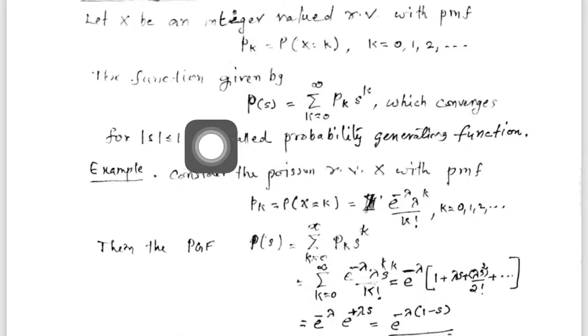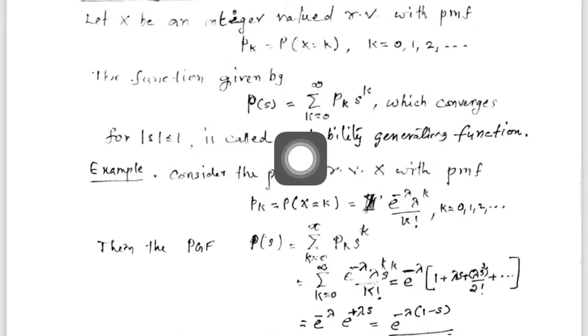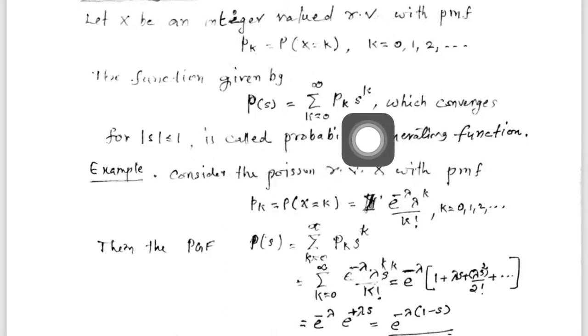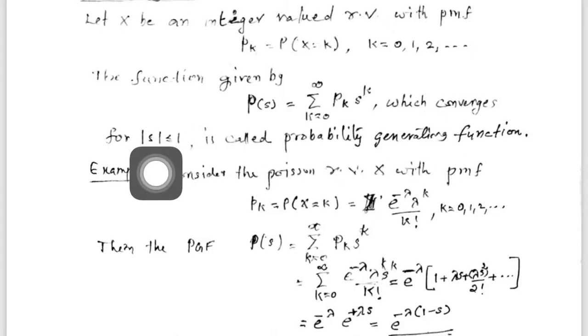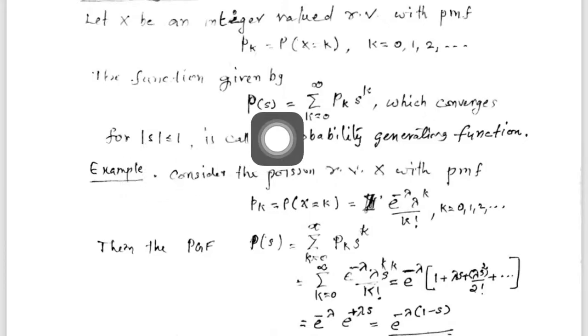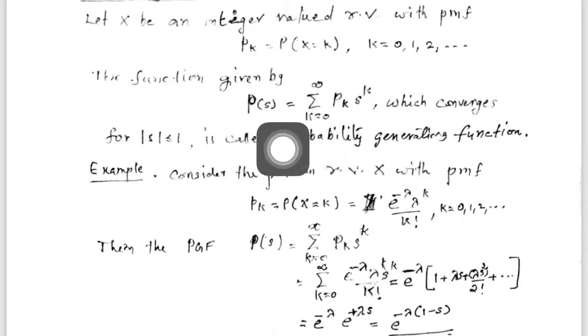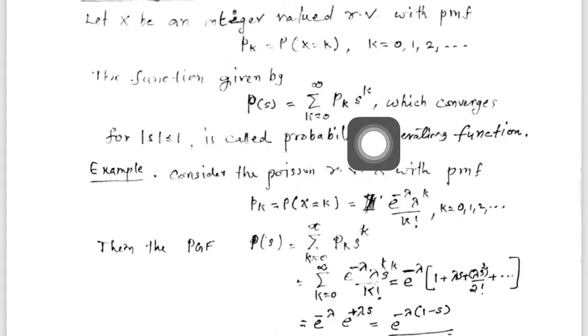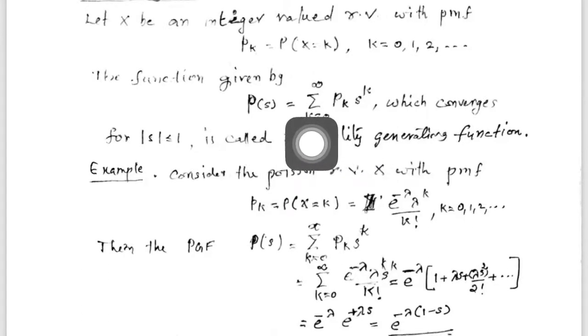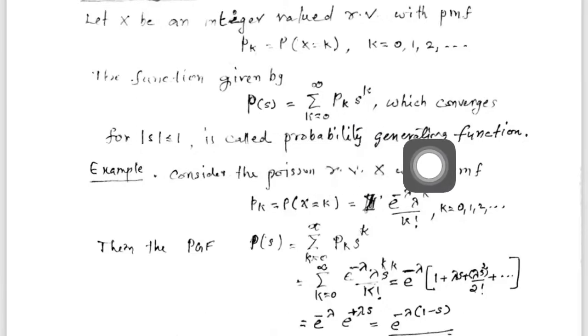And we define a function called P of s, capital P of s, which is equal to summation over k equal to 0 to infinity p_k s to the power of k, which converges for modulus s less than or equal to 1. That is, in the interval minus 1 to plus 1, this function converges. Okay, and this is of course a power series, a converging power series, and called the probability generating function.